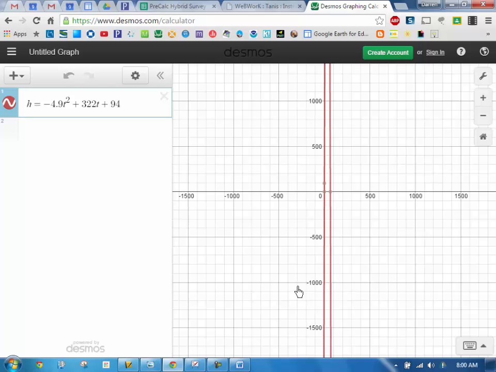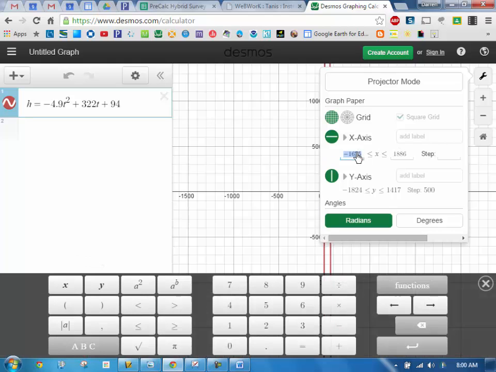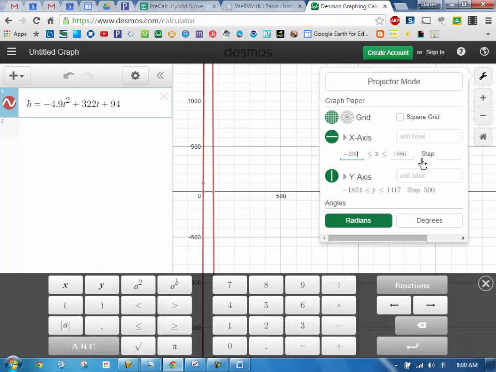If you graph this thing, you can change your axis, by the way, to look a little bit better if you want, because my x-axis is a little too big here, you can see. So I'm just going to go from like negative 200 to 200 or something. So you can just type that in, and that does help a little bit, hopefully.